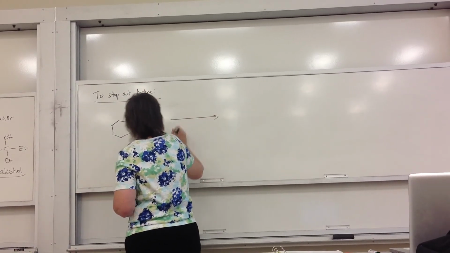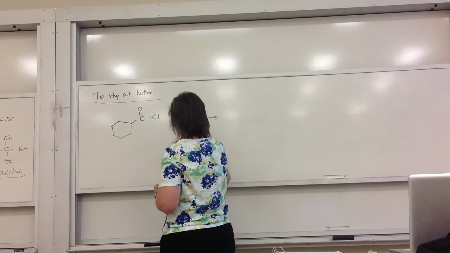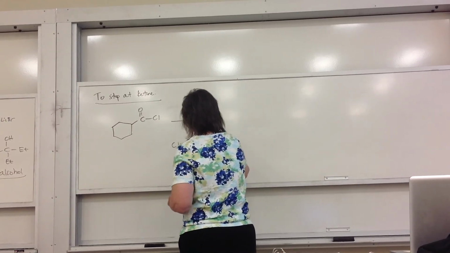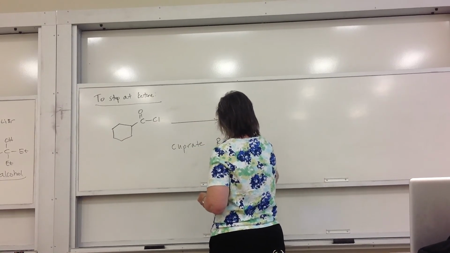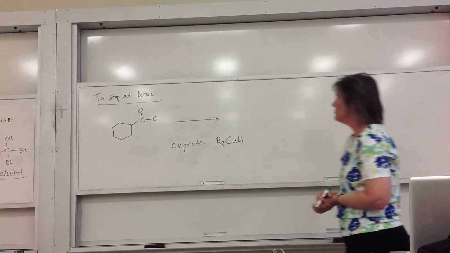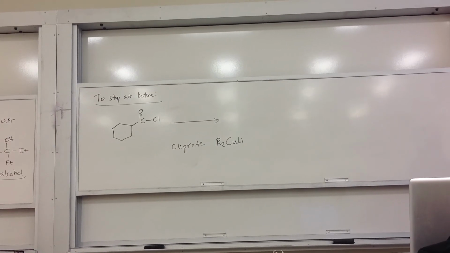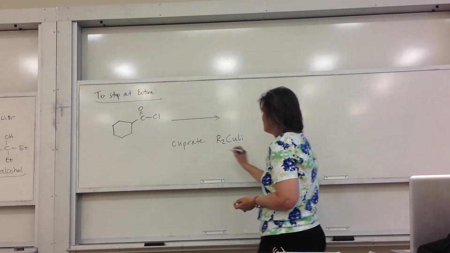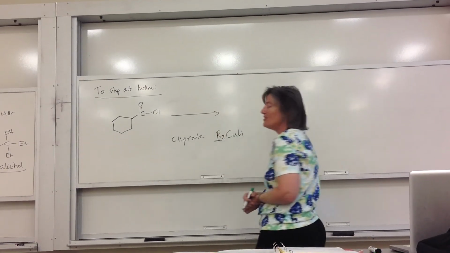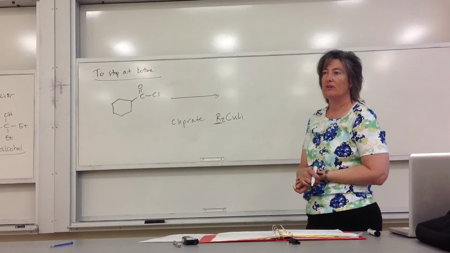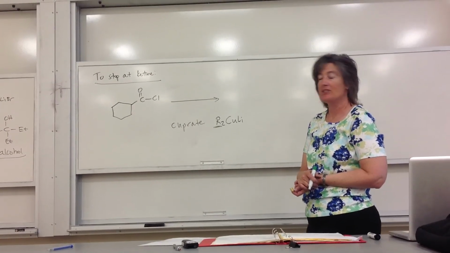It's a cuprate. Have we ever talked about cuprates before? No. Okay, now we will. They look like this, R2CuLi. The alkyl group is generally the same, it doesn't have to be though. And what these will do is they will deliver one alkyl group. They're less reactive than a Grignard. And they tend not to react with ketones and aldehydes.